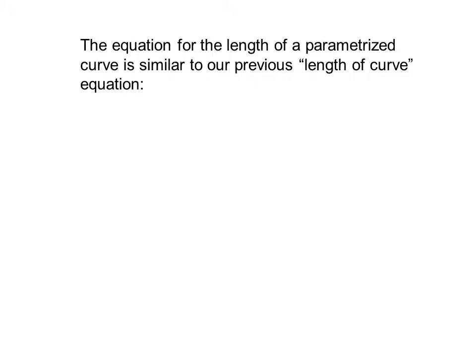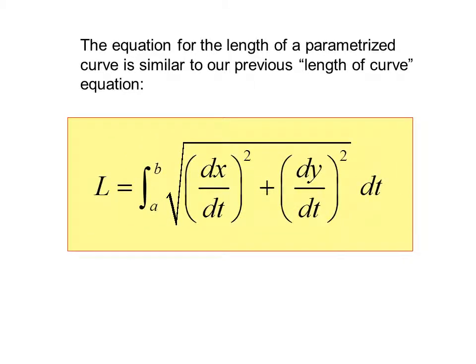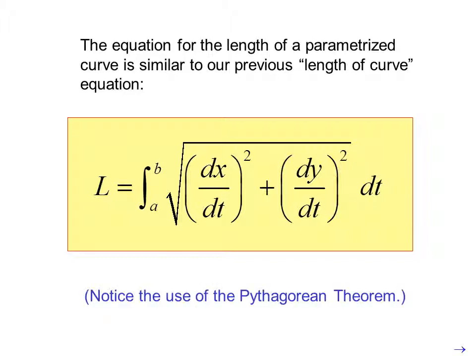The equation for the length of a parametrized curve is similar to our previous length of curve equation. L equals the integral from a to b of radical dx/dt squared plus dy/dt squared dt. Notice the use of the Pythagorean theorem.